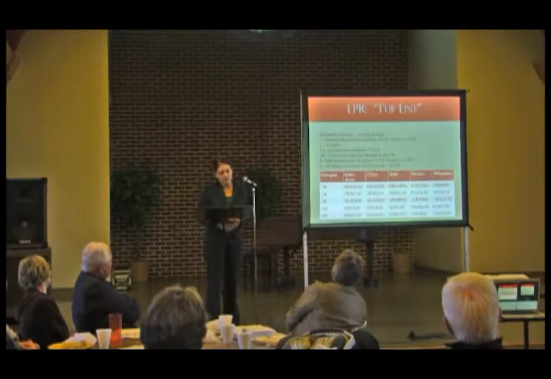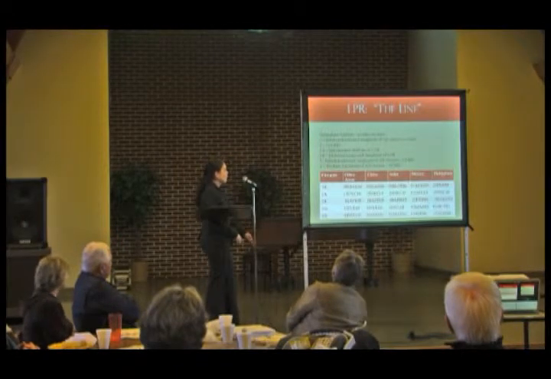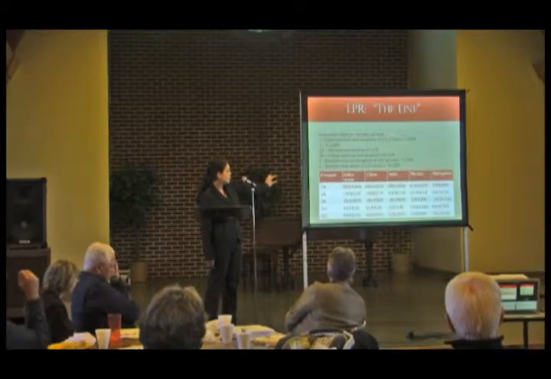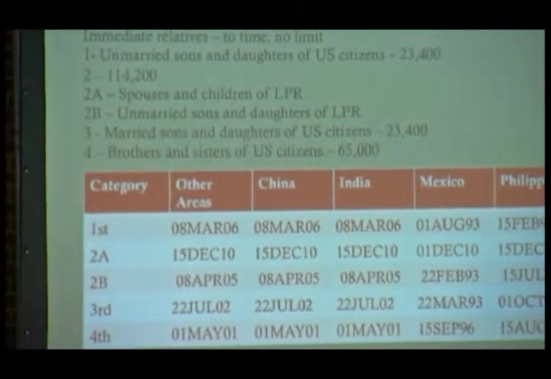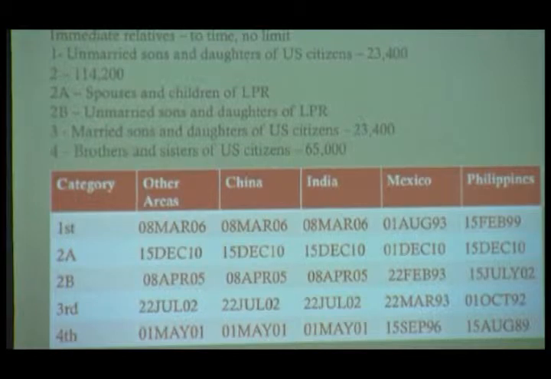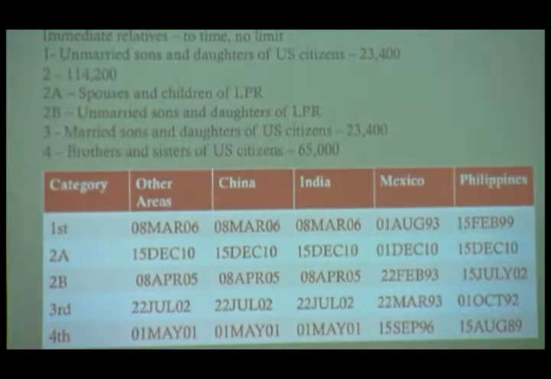That's the first step. The second step is, when will the visa be issued? So we go down to our chart and look at the first category. That first number right there, under all other areas, says 8 March 06. What that means is that today, they're adjudicating applications that were submitted on March 8th, 2006, which was 7 years ago, which means that this individual would have to wait at least 7 years until her application would become current. That's for almost every country.